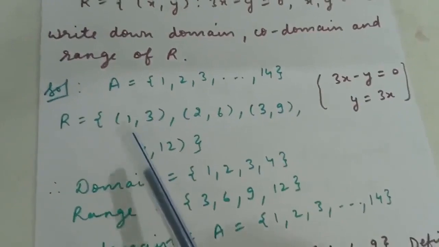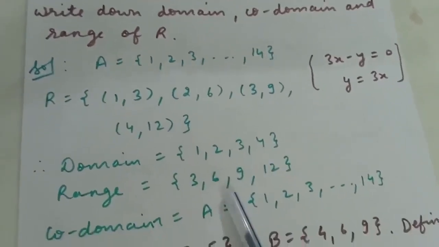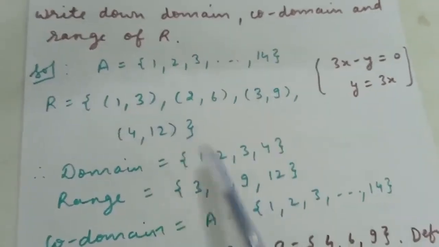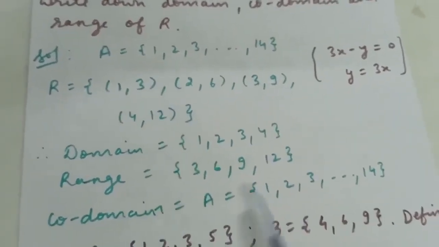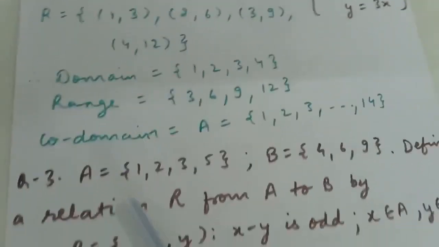The domain is the first element of the ordered pairs. So the domain is {1, 2, 3, 4}. Range is the second element of the ordered pairs. So the range will be {3, 6, 9, 12}. And the codomain will be the complete set A, 1 to 14.